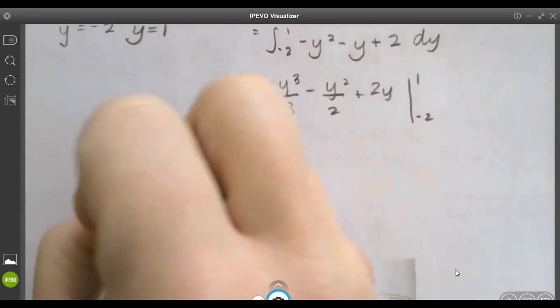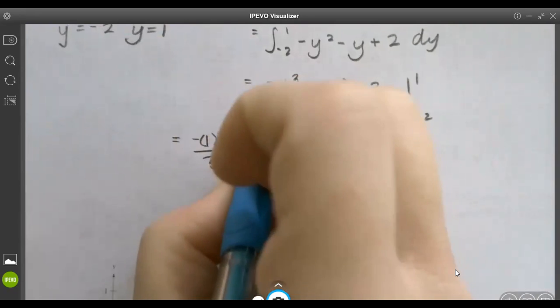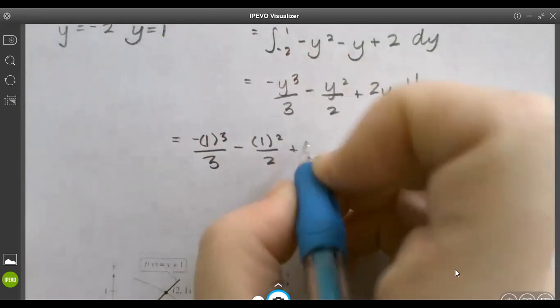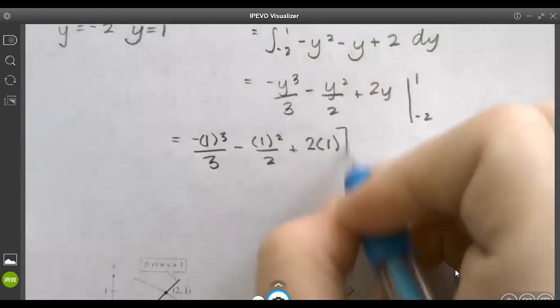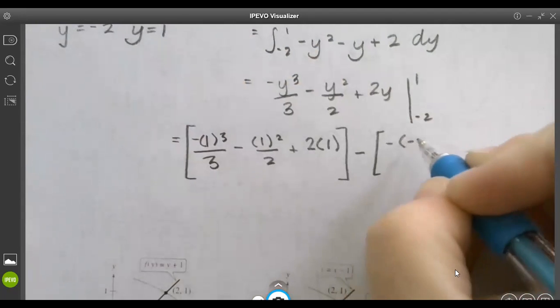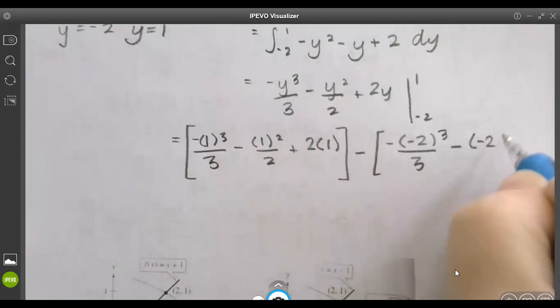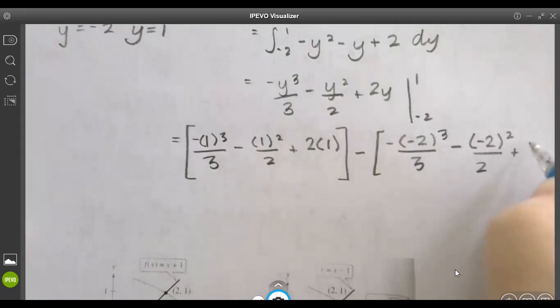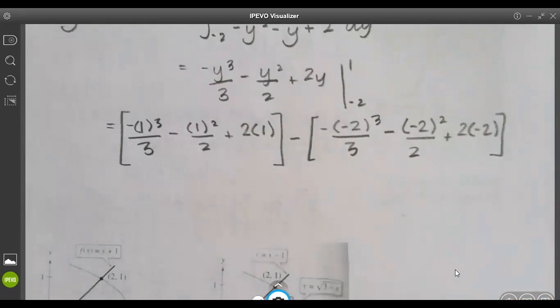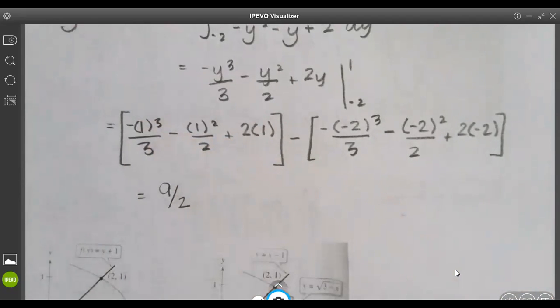1. So we would get 1 cubed over 3 minus 1 squared over 2 plus 2 times 1, minus, and then we'll plug in -2, -2 cubed over 3 minus -2 squared over 2 plus 2 times -2. Again, you can do it in your y equals and look at your table. And it will come up to be 9/2 as well.